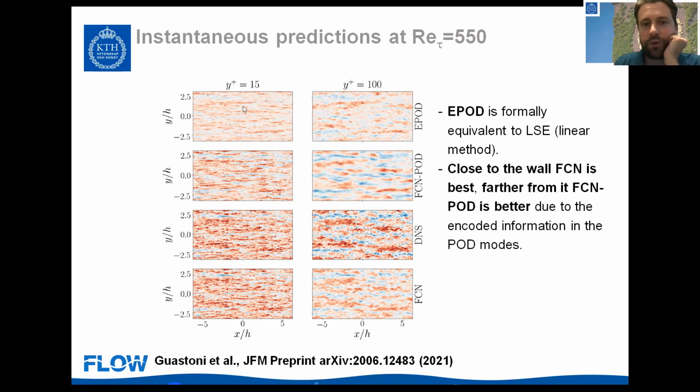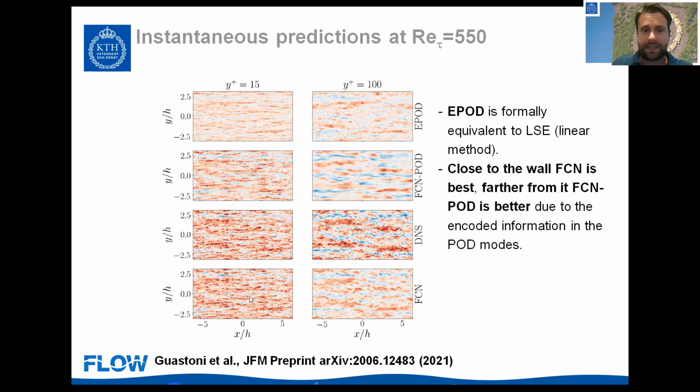The first row is the results where we are doing this prediction based on extended POD. Extended POD is basically a linear method. It's equivalent to linear stochastic estimation, and it establishes a linear relationship between the input and the output. The second row is the FCN-POD, so the convolutional network with the POD modes. The third one is the DNS, so the third one is the truth. That's what we need to compare with. And the last one is the FCN, when we are predicting the full plane.